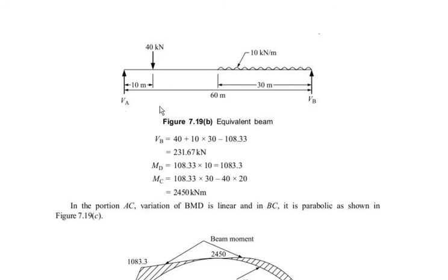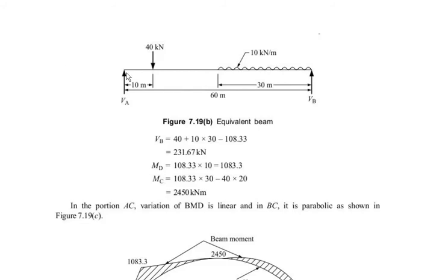So here we can apply the usual equilibrium conditions and find out the values of VA and VB. So here VA plus VB is equal to 40 plus 10 into 30. As usual, apply the equilibrium conditions to calculate the values of VA and VB. So that is the first equilibrium condition.